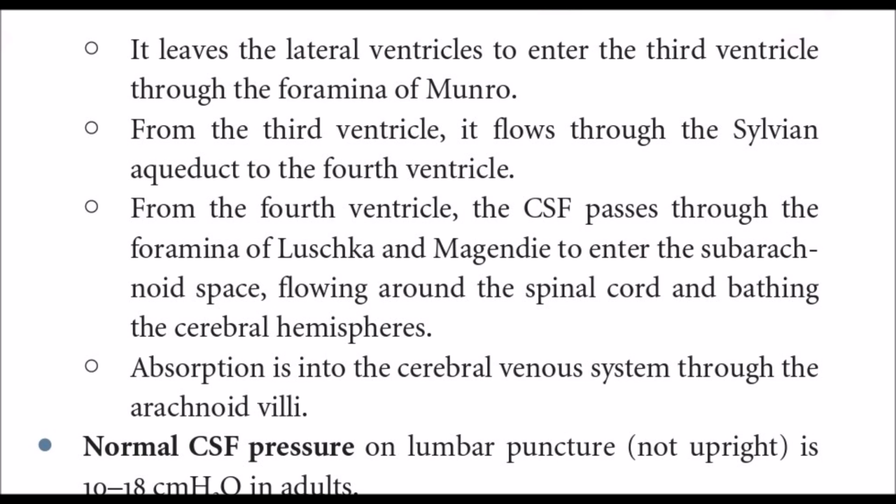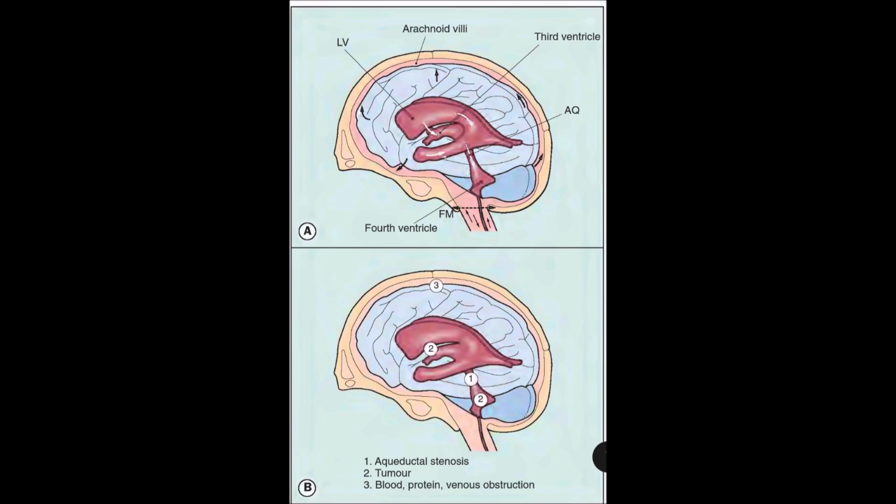And we should remember this and have a picture of this in our mind, like this one, which shows the lateral ventricle and the foramen of Monro and the third ventricle, passage of CSF to the fourth ventricle through the aqueduct of Sylvian and to the foramen of Luschka and Magendie.